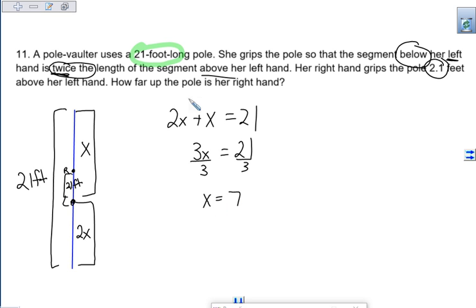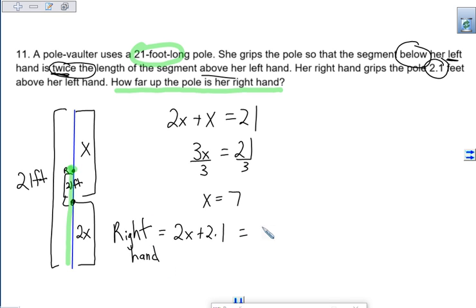And then our question, how far up the pole is her right hand? So we want the length from the right hand to the ground. All of that, which is 2x and that 2.1. So we're going to have to add that. So we need to substitute x in. So 2 times 7 plus 2.1 is 16.1 feet.